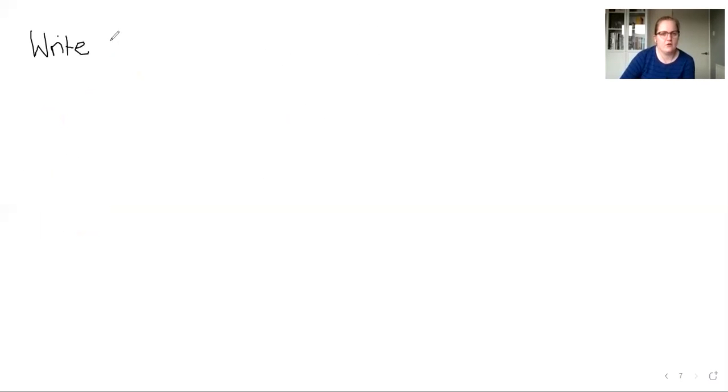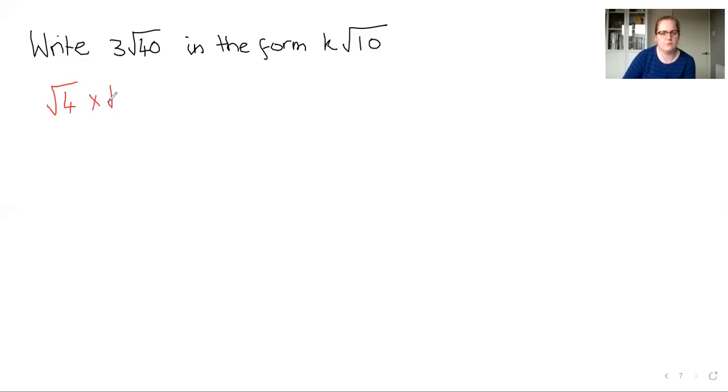So write 3 root 40 in the form k root 10. This is quite a nice question. So again, straight away, we're ignoring that 3 and dealing with the 40. A square number that fits into 40 is 4. 4 goes into 40 10 times, so root 4 multiplied by root 10. The square root of 4 is 2.